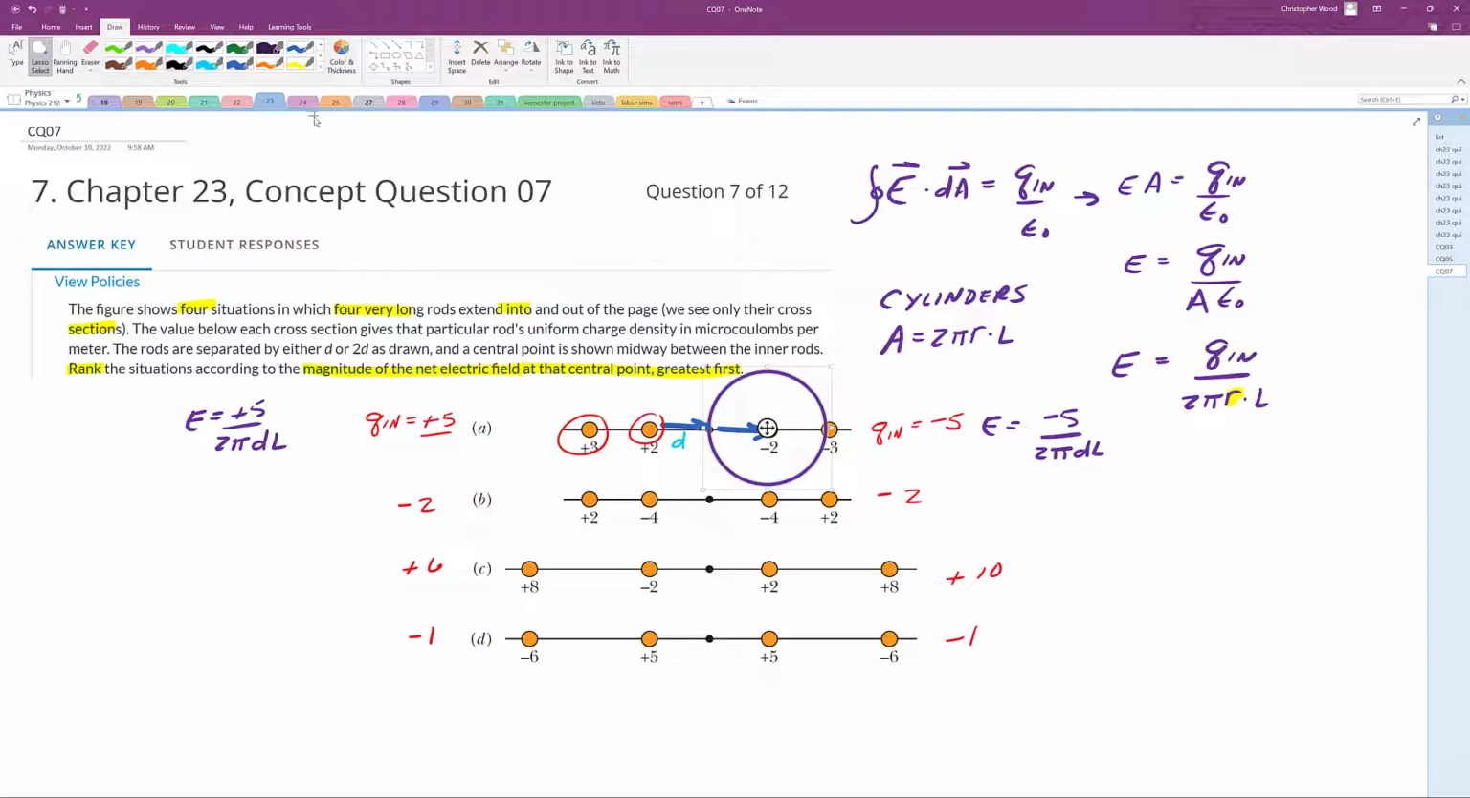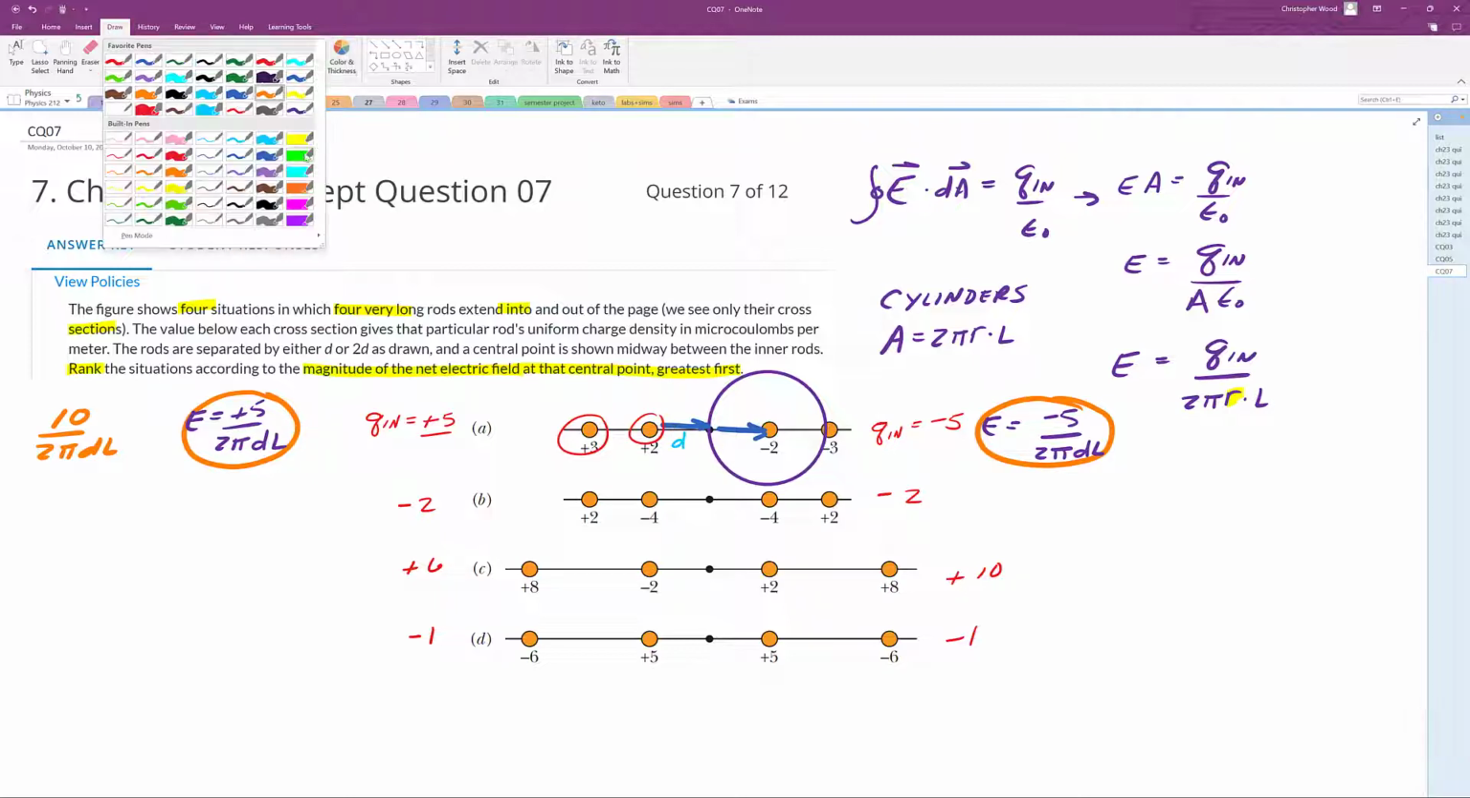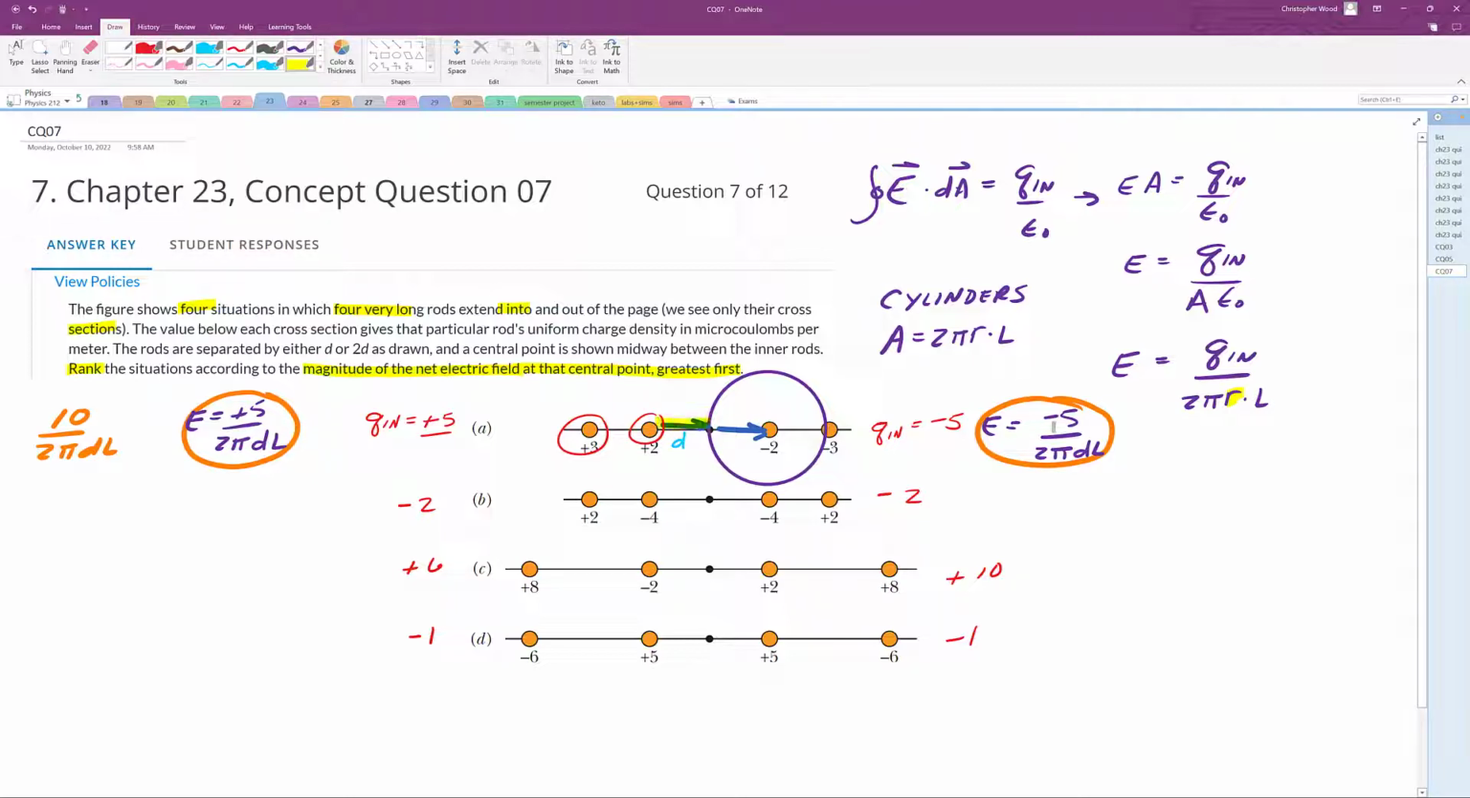So this is how I'm going to record situation A. Situation A has a net, I'll just write it as positive 10 over 2 pi D L. I probably don't need to drag along some of this, but that 10 comes from 5 here and then another 5 here, and you have to be aware of direction. This 5 means the electric field lines are flowing this way, and this negative 5 means this electric field, due to these source charges, is also flowing towards the right.